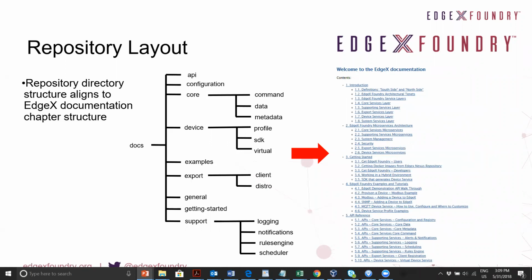So for example, underneath docs, there's an examples directory in the repository, and that's where we put all of the documents that relate to things like the EdgeX Foundry examples and tutorials section, or the getting started directory, etc. So it hopefully makes it a little bit easier to navigate and be able to update the documentation and find it when you need to do that.